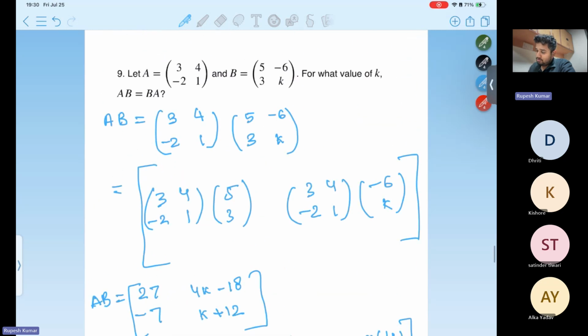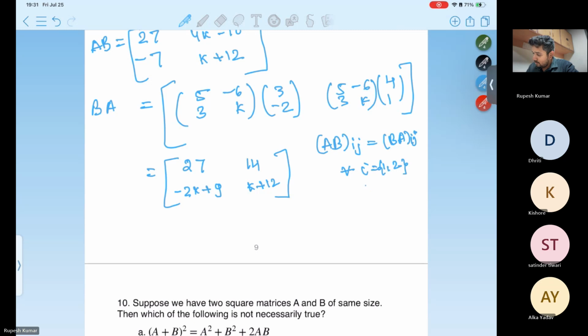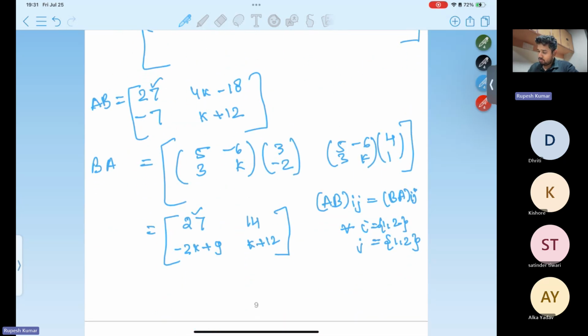And I'm saying AB equals to BA. So whenever you say matrix, let's say we have a matrix X and a matrix Y, you want to equate them, you want to say X equals to Y. What you check? You check the elements at each row, comma column pairs. So they should be same. So basically AB at row I column J should be equal to BA at row I column J for all I equals 1 comma 2, J equals 1 comma 2, right? So you want to ensure that this means 27 equals 27 row 1.